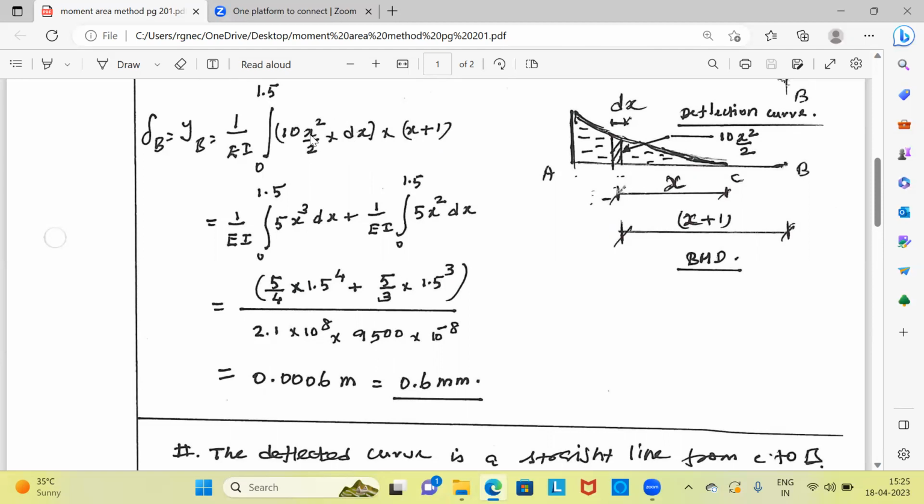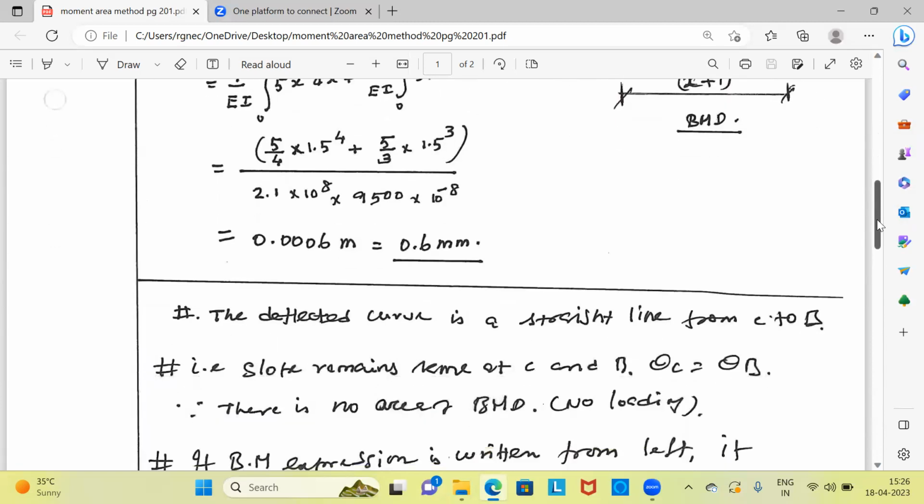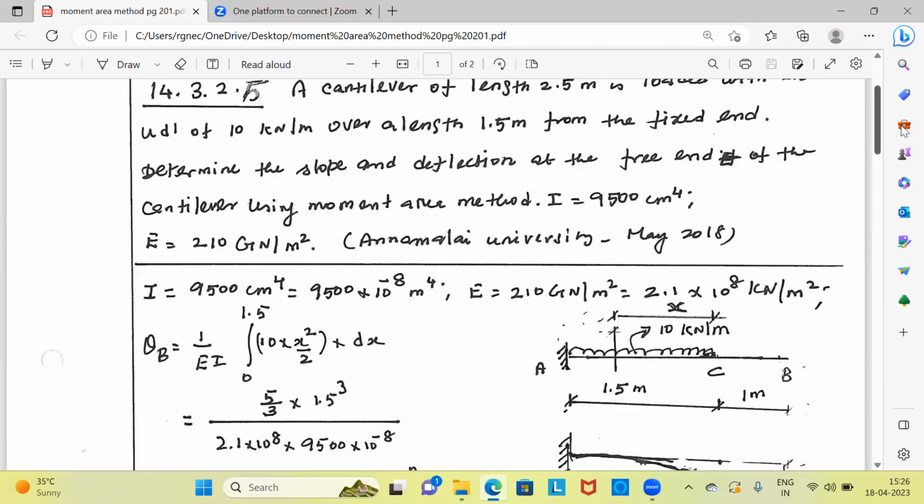First term will be having x cubed. Second term is having x square. Therefore, it is 1.5 cubed by 3. This is the x square integral. It is 1.5 power 4 divided by 4. 10 by 2 is 5. There are two terms of integral. Upon simplification, this becomes so many meters. That one you multiply by 1000, you will get the deflection in millimeter. This is the solution for the deflection calculation by the moment area method.